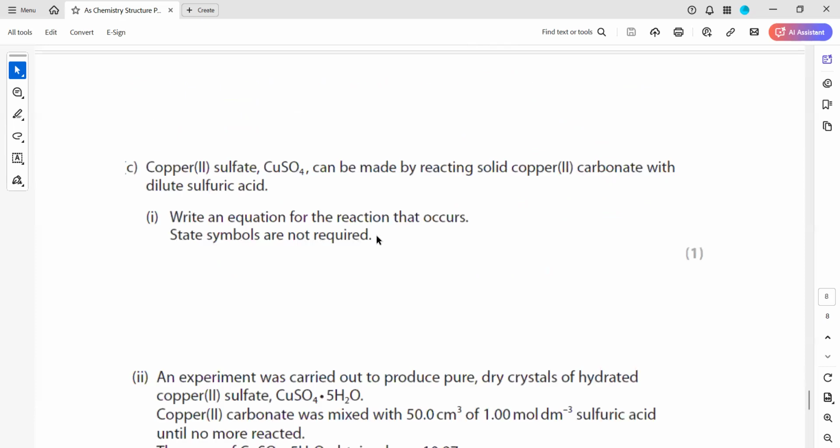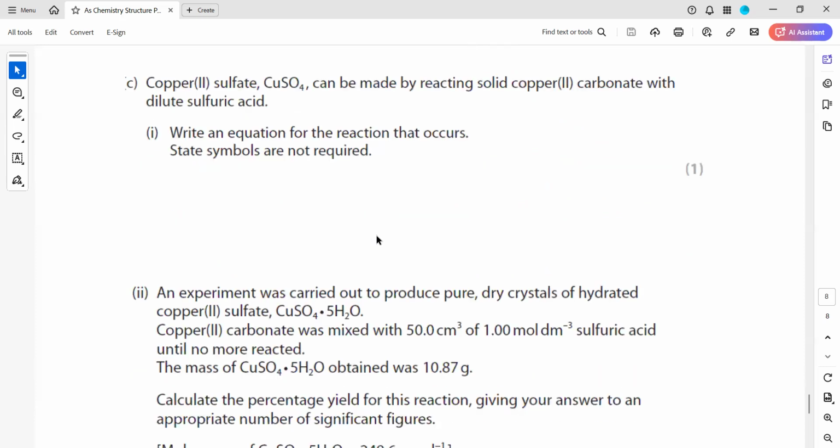Copper sulfate can be made by reacting solid copper carbonate with dilute sulfuric acid. Write an equation for this reaction, and state symbols are not required. So when copper carbonate, a metal carbonate, copper(II) carbonate, reacts with sulfuric acid, it will result in the formation of a salt, copper(II) sulfate, plus carbon dioxide plus water, H2O. The equation is, I think it's balanced, so we don't have to balance this equation.